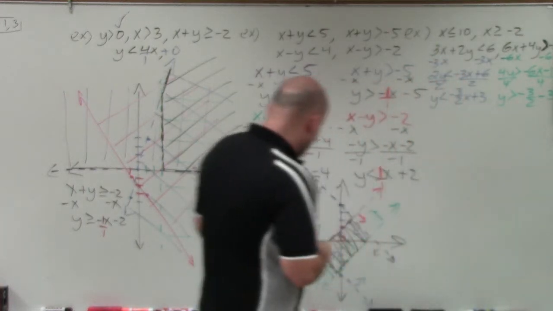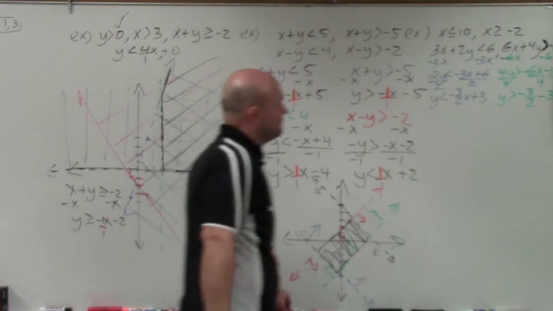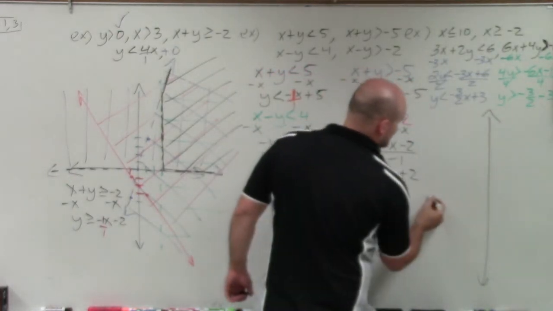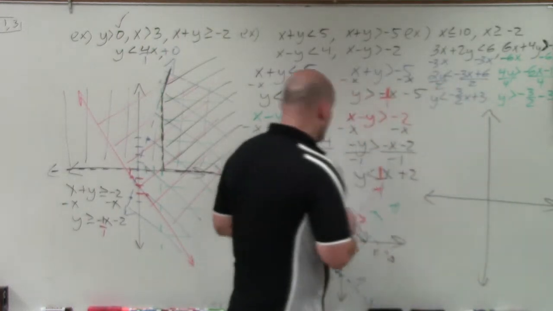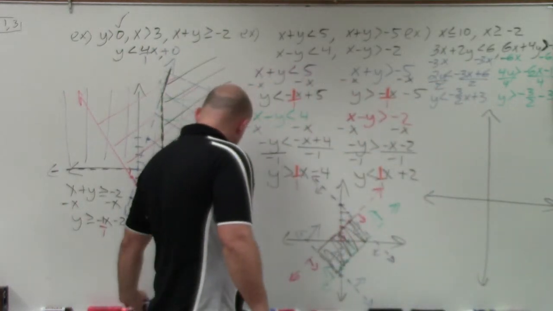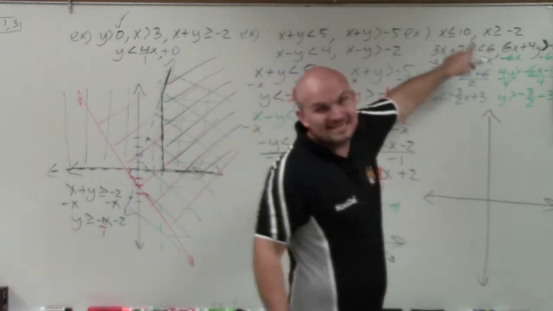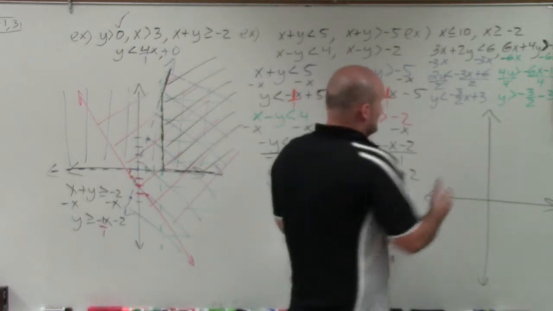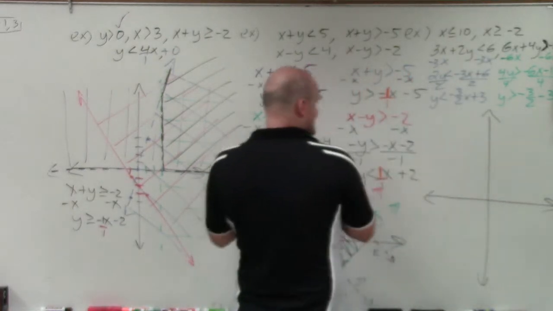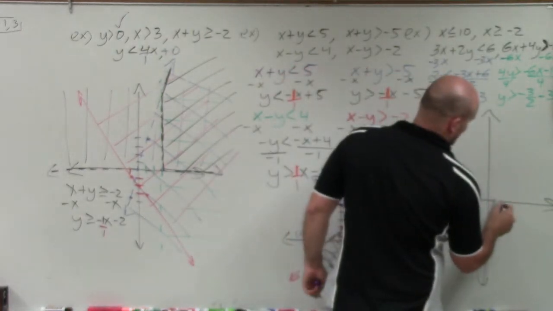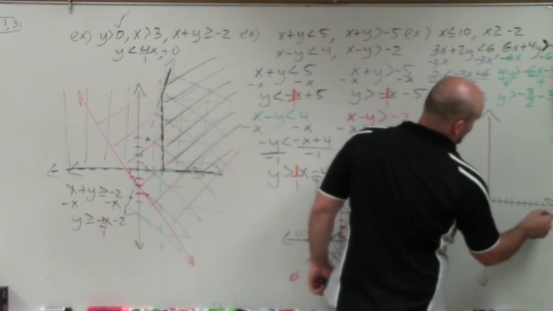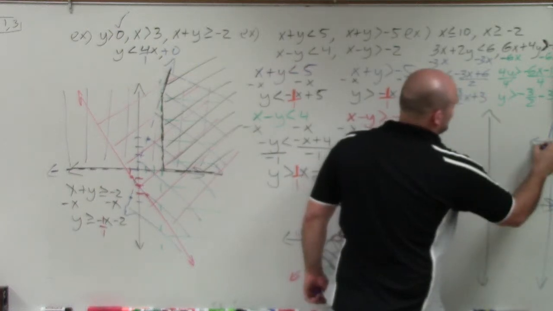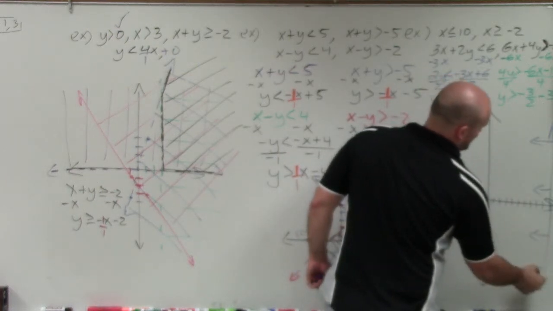OK, so when graphing, it doesn't matter which ones you graph first. I always like to graph my vertical and horizontal lines first, but it really doesn't matter. So let's go and do those. X is less than or equal to 10. That's going to be a vertical line, and it's going to be solid. And less than, if 10 is over here, all the less than is going to be over to the left. So let's go 1, 2, 3, 4, 5, 6, 7, 8, 9, 10. That's a solid line, and values to the left are going to make that true.